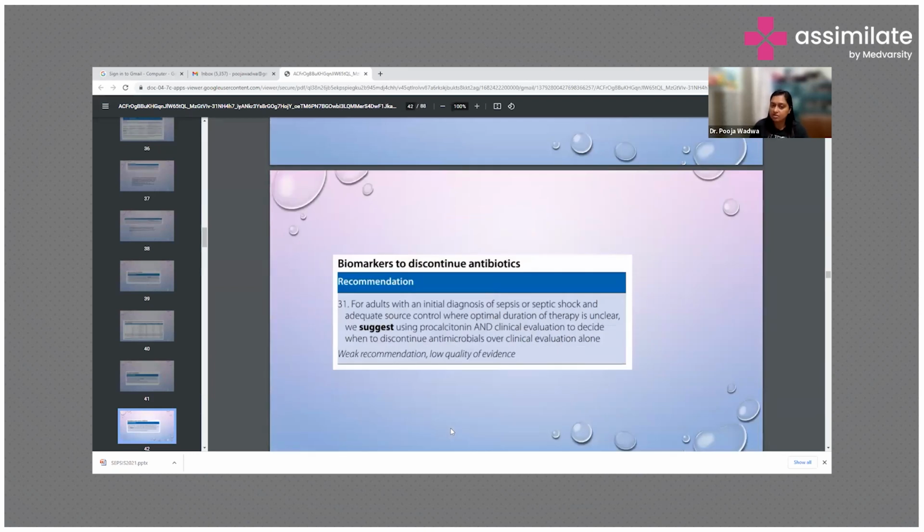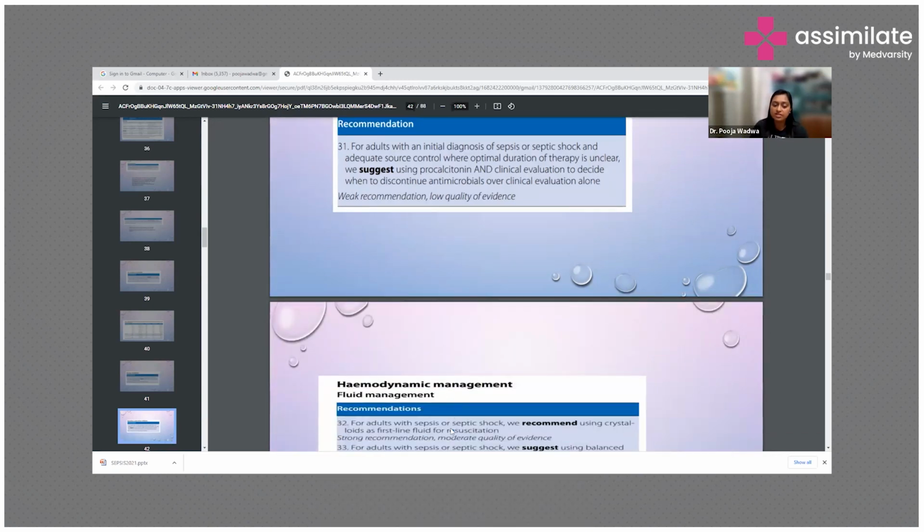So now, what are the biomarkers to discontinue antibiotics? As I already told you, procalcitonin should be used for de-escalation of antibiotics. Procalcitonin along with clinical evaluation, both in combination, should be used to evaluate whether you can discontinue antimicrobials or you cannot. If your patient is improving but procalcitonin is still high, you will again reassess. But if your patient is clinically improving and your procalcitonin is already decreasing, you can probably de-escalate the antibiotics.